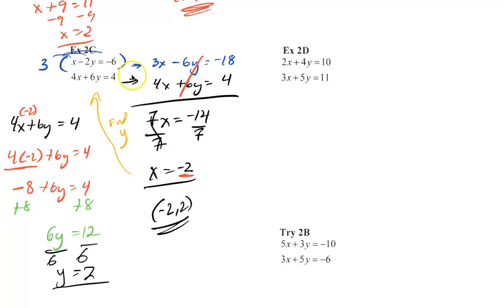Let's kick it up a notch with this one. In this case, there's nothing I can multiply the top row by to get rid of the x's. If I multiply the top by 3, I get 6. That's not going to cancel out. Same thing with the y's. Nothing's going to cancel out. So in this case, we're going to have to multiply both rows.